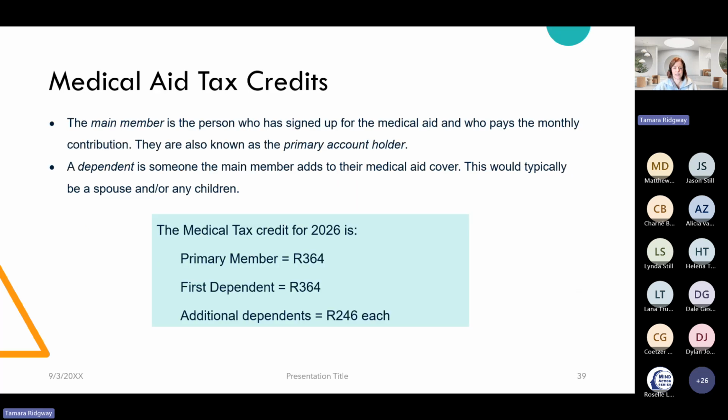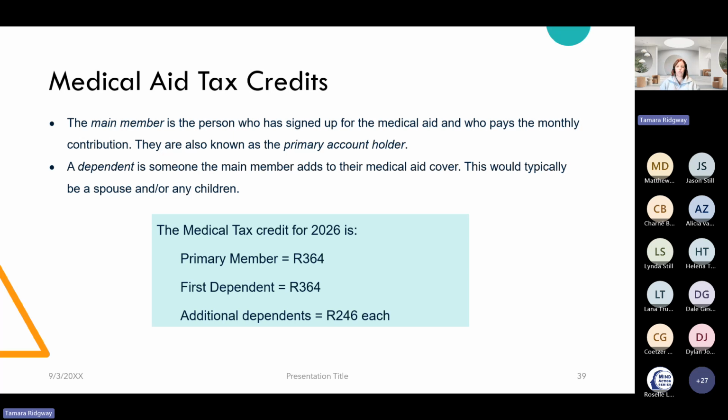Okay, so medical aid tax credits. Vocabulary: the main member is the person who has signed up for the medical aid and who pays the monthly contribution. They are also known as the primary account holder. A dependent is someone the main member adds to the medical aid cover. This would typically be a spouse and or children. The medical tax credit for 2026 is that you can deduct 364 Rand for both the primary and the first dependent. So let's say a husband and a wife, to be traditional.